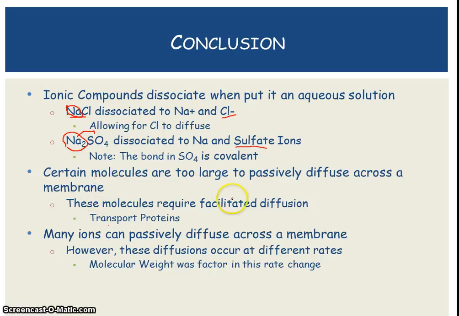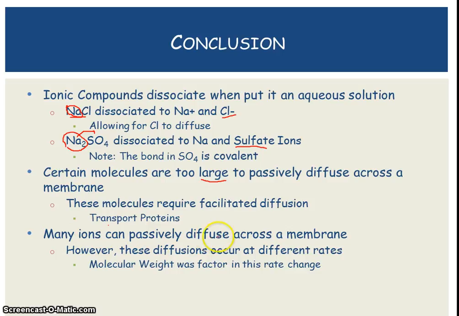We learned that certain molecules are too large to passively diffuse across a membrane. Again, in this lab, we're viewing size, and protein, such as albumin, and carbohydrates, such as starch, were too large to diffuse through the tiny pores in the dialysis tubing. These molecules would require facilitated diffusion, such as transport proteins, which are not available in dialysis tubing.